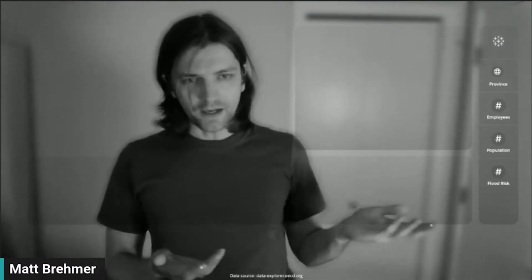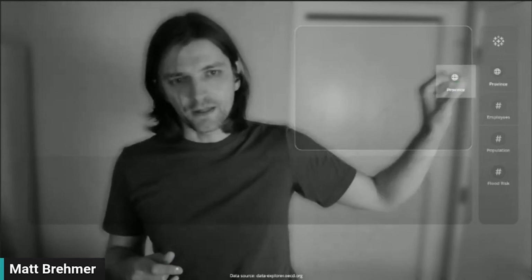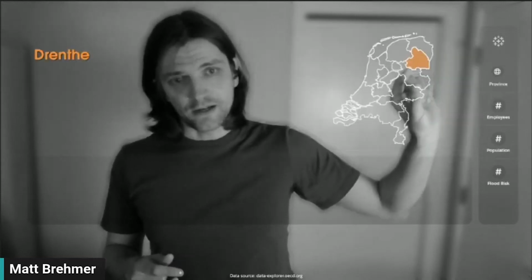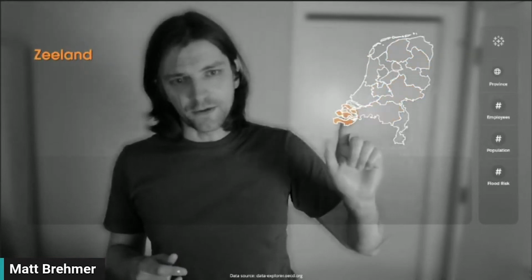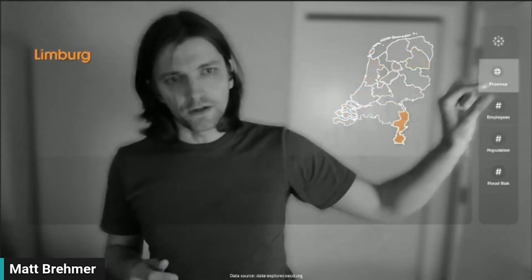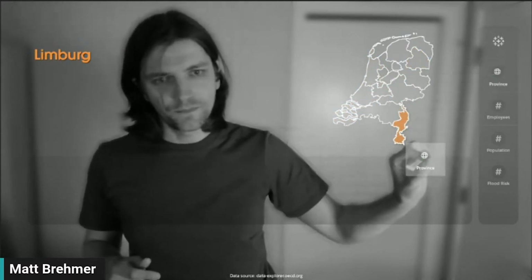The data that I have here, we're no longer looking at education data. We're looking at data from the OECD about flood risk. And in particular, we're looking at the Netherlands, actually. So let me just drag this out to this area here. So we have all of our provinces of the Netherlands here in this map. And I'll also drag this field over to here as well.